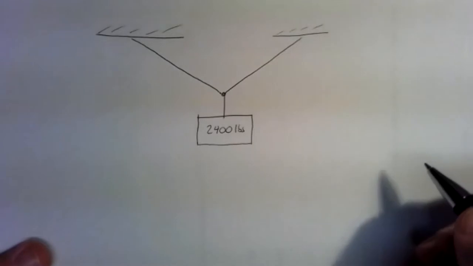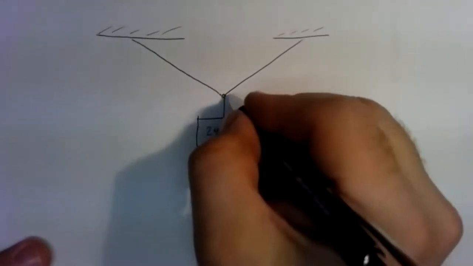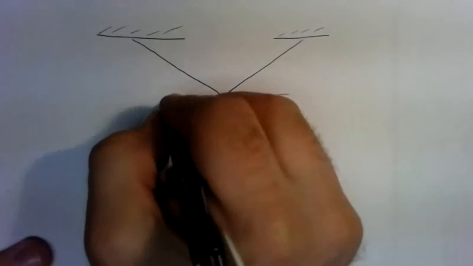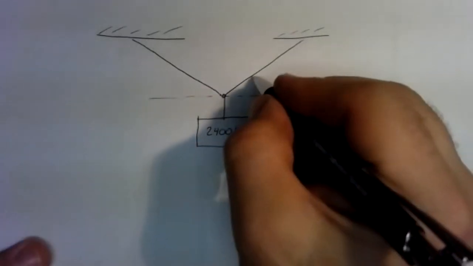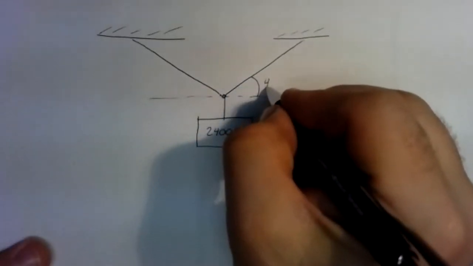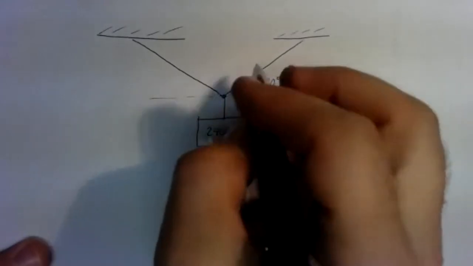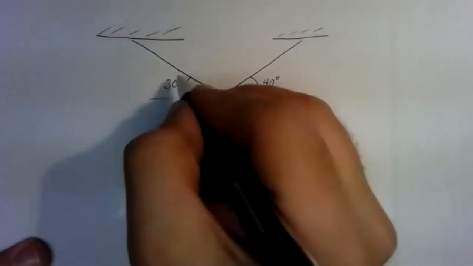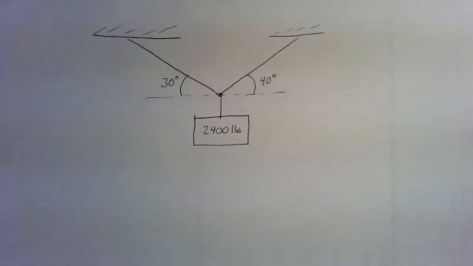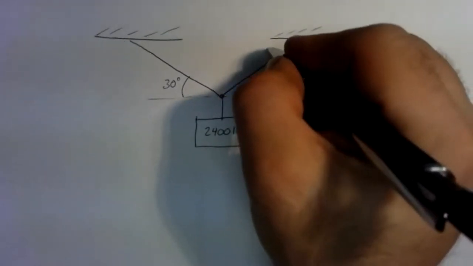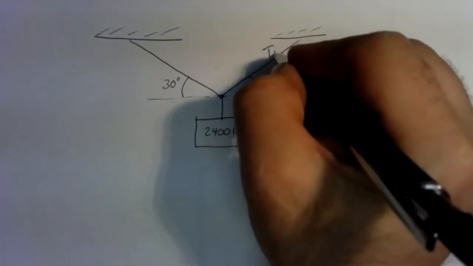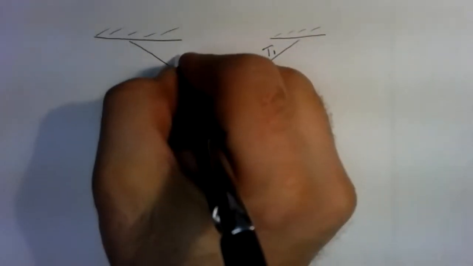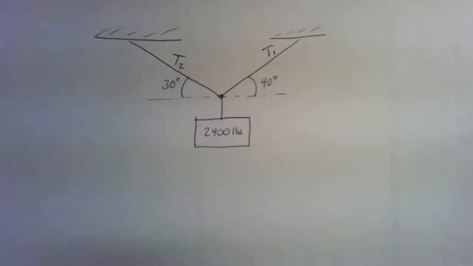All right, not looking too bad so far. We're going to have some angles involved here. Let's say this one's at 40 degrees, and that one's at 30 degrees. And we'll have tension in rope 1 or string 1, line 1, and tension in line 2.